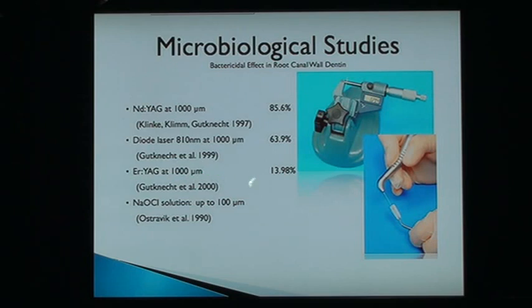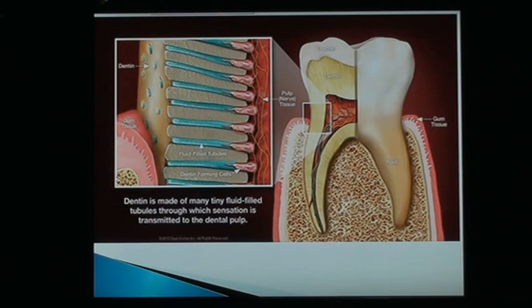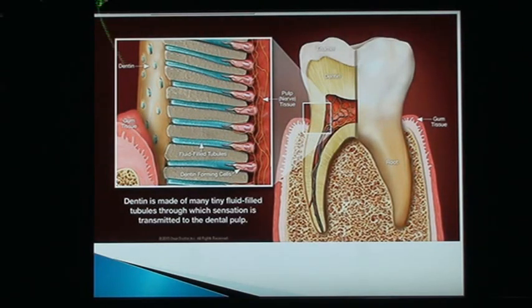Erbium YAG, you see, here we have 13.9% bacterial reduction. Why? We mentioned before, erbium YAG is highly absorbed in water and hydroxyapatite. It's not transmitted in water. That means when we irradiate the main canal with erbium, this laser will go inside the dental tubulus. There are fluids, so it will be absorbed in this water. The energy will go here for ablation of this water.